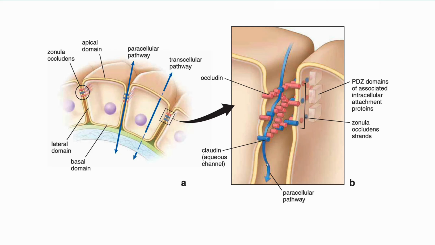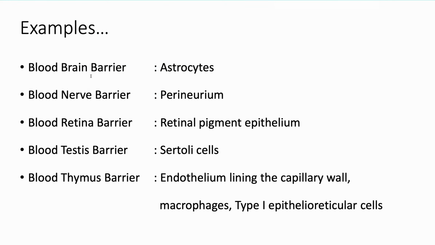And where will you find these tight junctions? In the body, there are multiple regions where we can find these tight junctions in the functional aspects. Some examples include blood-brain barrier that is formed by astrocytes, blood-nerve barrier that is formed by perineurium, blood-retina barrier that is formed by retinal pigment epithelium, blood-testis barrier by Sertoli cells, blood-thymus barrier that is formed by the endothelial lining, the capillary wall, macrophages and type 1 epithelio-reticular cells.